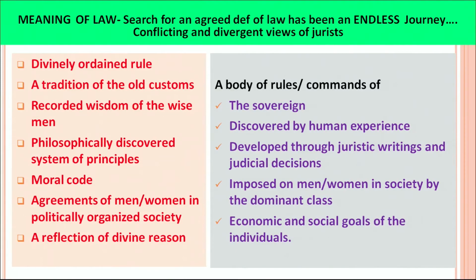Ideally speaking, the term law can be considered to be a body of rules, commands of the sovereign. Sovereign here means a person in authority, a supreme being. The second meaning can be that it is a body of rules which is discovered by human experience, developed through jurist writing and judicial decision, which is imposed on man and woman in society by the dominant class, and it is the economic and social goal of the individual. So these are the various meanings which can be ascribed to the term law.